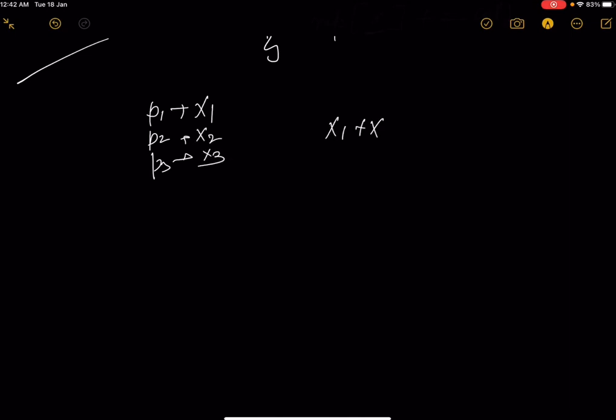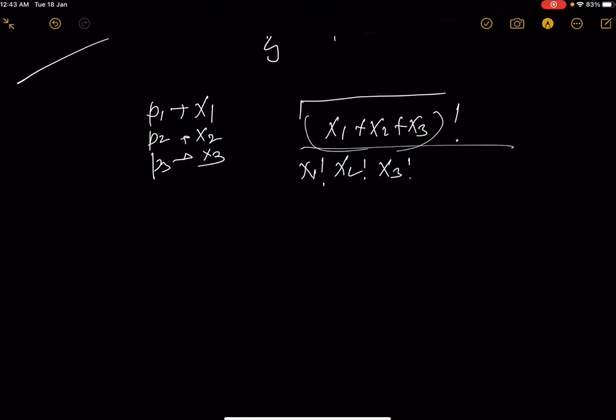So if there are, let's say, 3 prime numbers, p1 occurs x1 times, p2 occurs x2 times, and p3 occurs x3 times, we need to calculate (x1 plus x2 plus x3) factorial divided by x1 factorial times x2 factorial times x3 factorial. So what we can do is pre-calculate this.